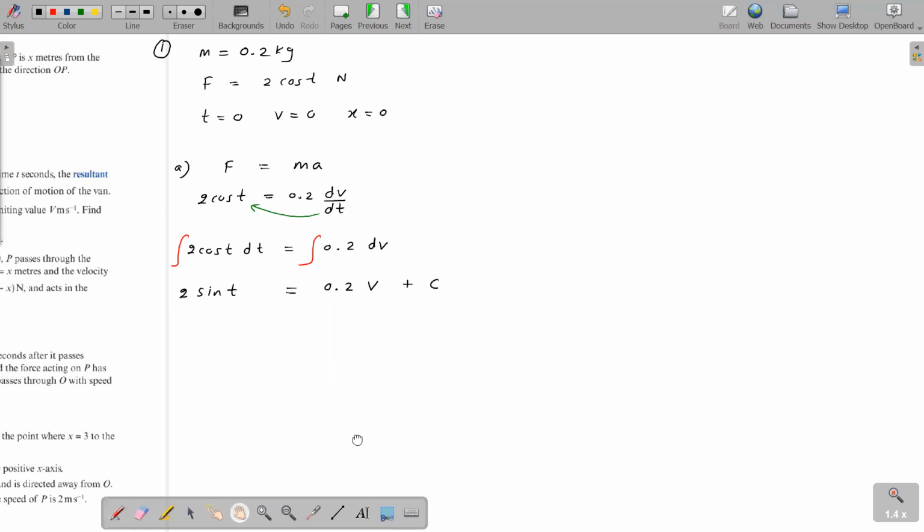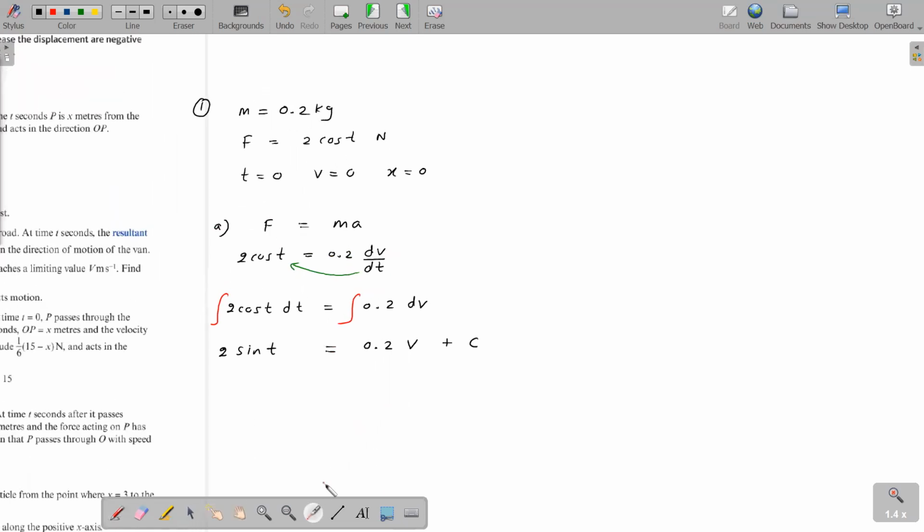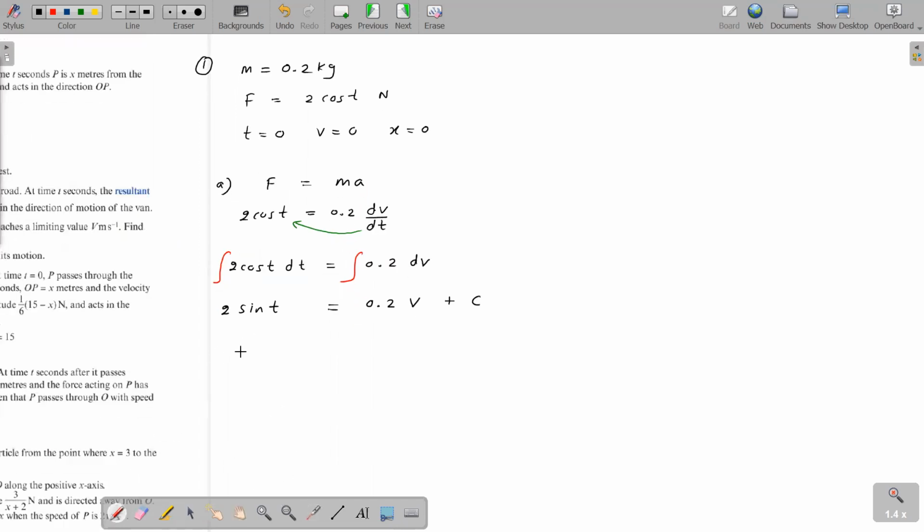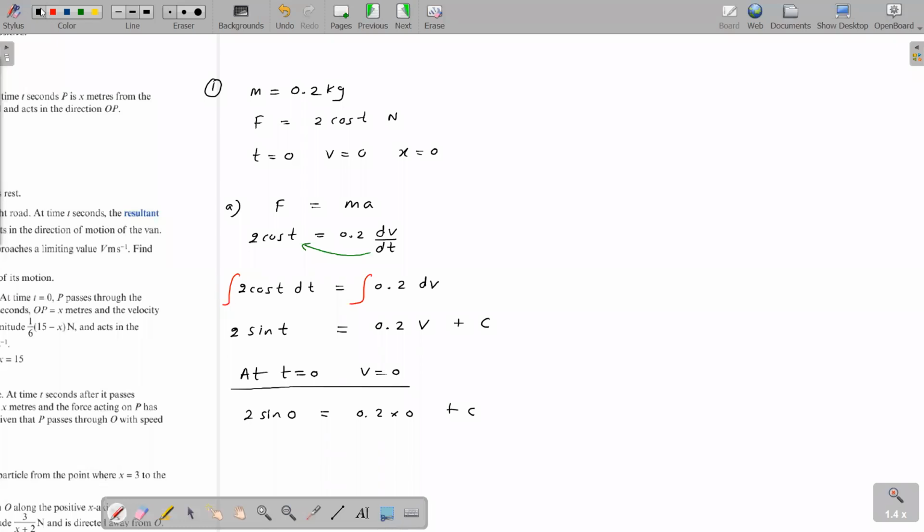Okay, now how do we find the c? To find the c value, you have to go for the boundary conditions. What are the boundary conditions? At time 0, velocity is 0. They've given you that, so use it. At t equals 0, v is 0. Get the c value. 2 sine 0 is 0, 0.2 into 0 is 0, plus c. So you can see c actually becomes 0.